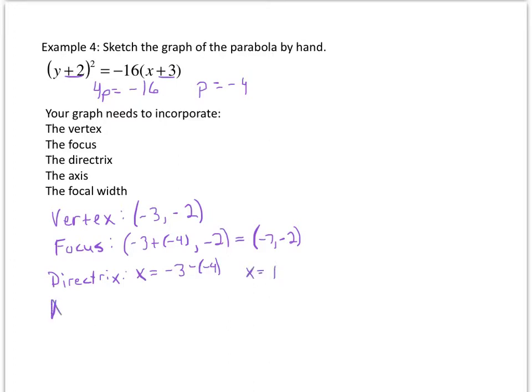Our axis is y equals whatever the y in our vertex is, and the focal width is the absolute value of what we had in front of our x plus 3, so our focal width is going to be 16. So this graph is going to be kind of big.